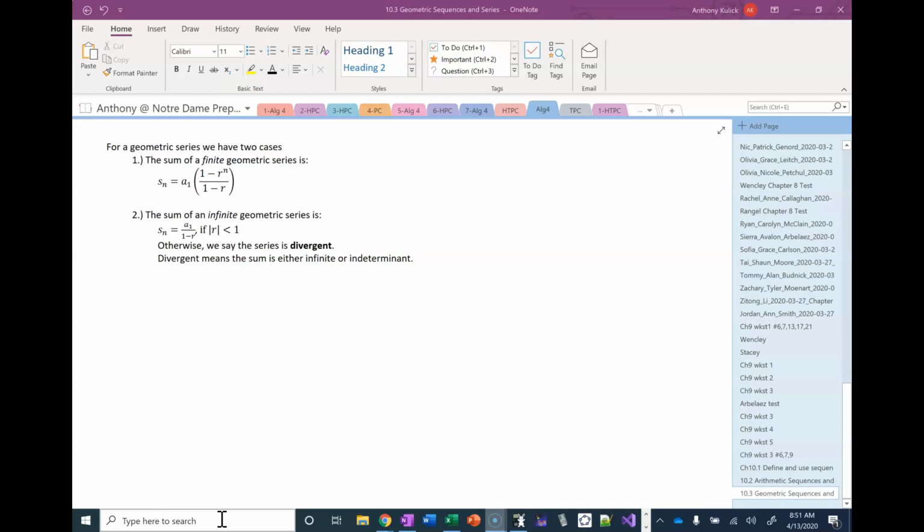So what makes them calculable? It has to do with the magnitude of that common ratio. If the magnitude of that common ratio is less than 1, then those infinite geometric series do have a sum, and we can calculate it. So let's look at some examples.